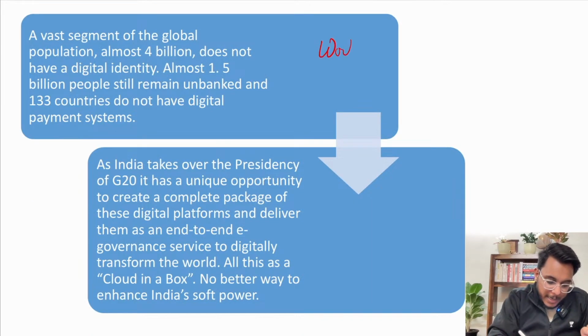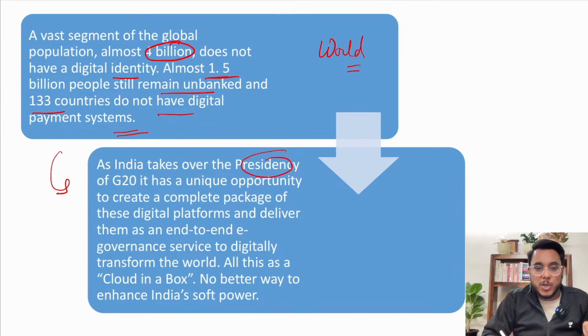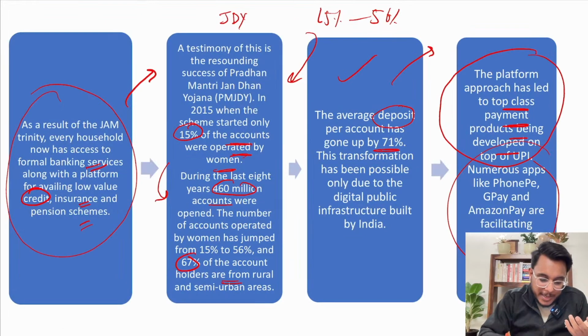Now, guys, when we talk about the stats with respect to the world, out of the total global population, almost 4 billion people don't have a digital identity. 1.5 billion people are unbanked. 133 countries do not have payment systems. Now, as India is taking over the presidency of the G20, it is an opportunity for India to create a complete package of these digital platforms. Aadhaar, UPI. After that, you can take the other examples also.